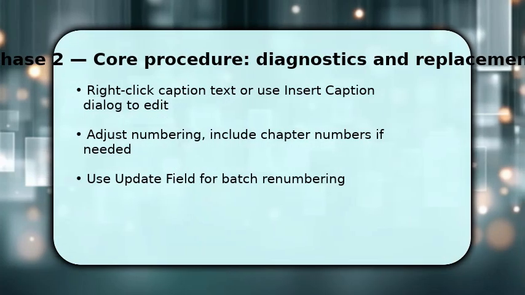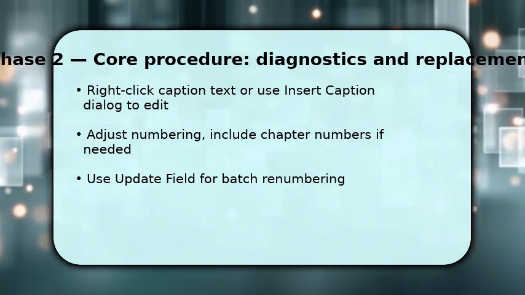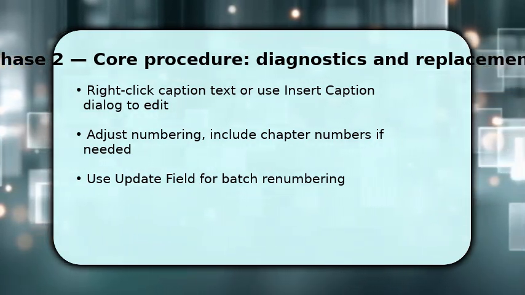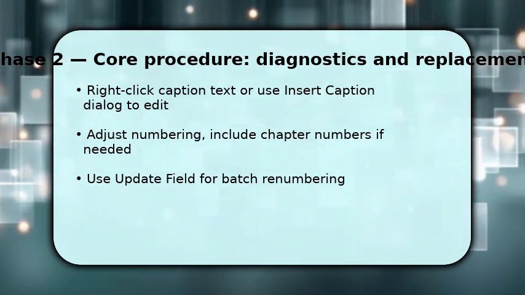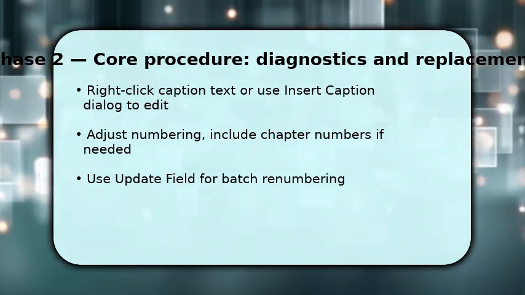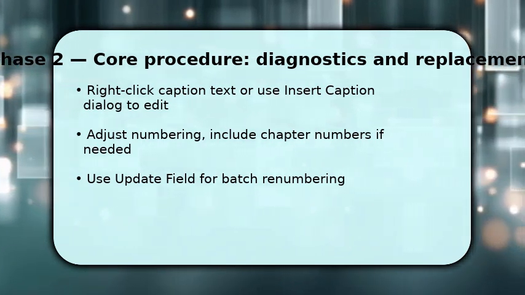Now update the caption text and the numbering so readers follow along. Right-click an existing caption and choose Edit field, or use References Insert Caption to change text and format. If you need chapter-based numbers, enable Include Chapter Number and choose Heading Style. This ties captions to document structure.